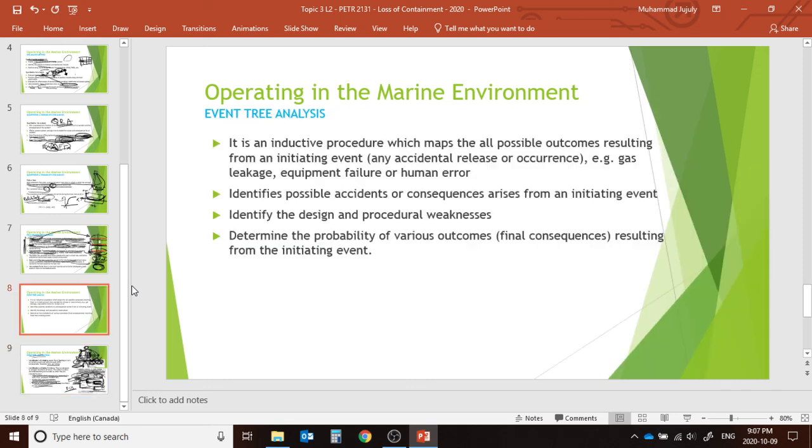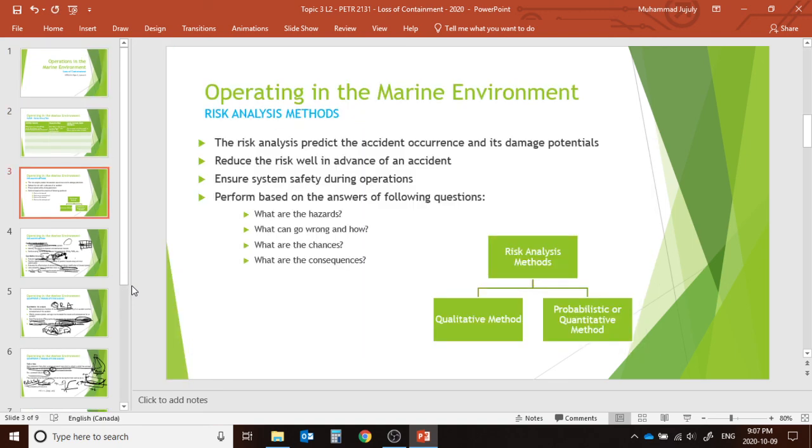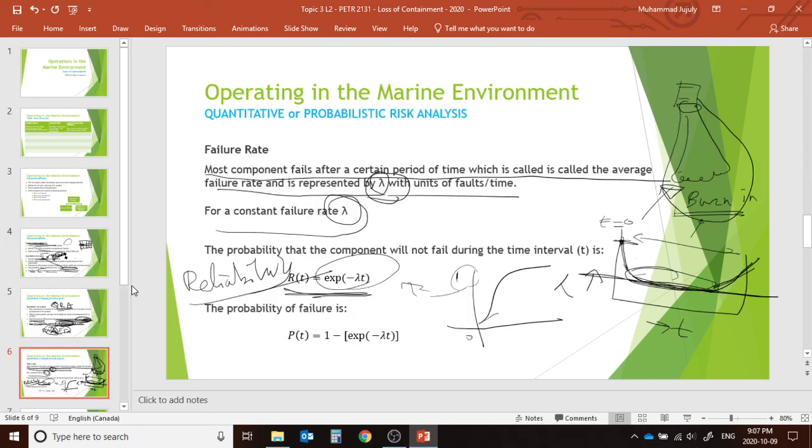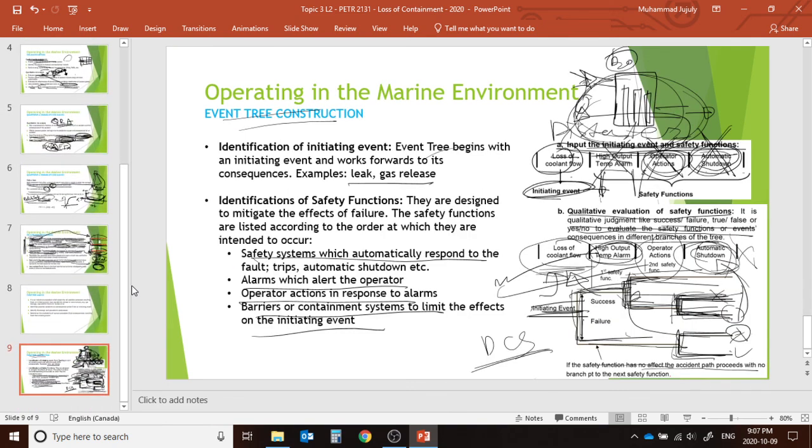So what have we learned in this lecture? We have learned about different risk analysis methods. We have learned about the failure rate. We have learned the basic ideas about what the events are, which is a very important part. And we learned how to construct an event tree. In the next lecture, our last lecture of the loss of containment series, we'll learn more about the FTA.